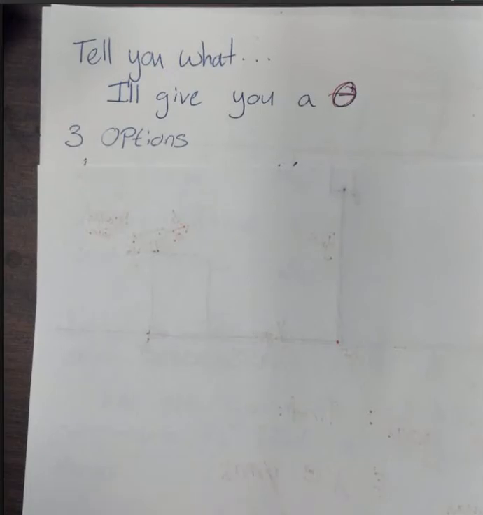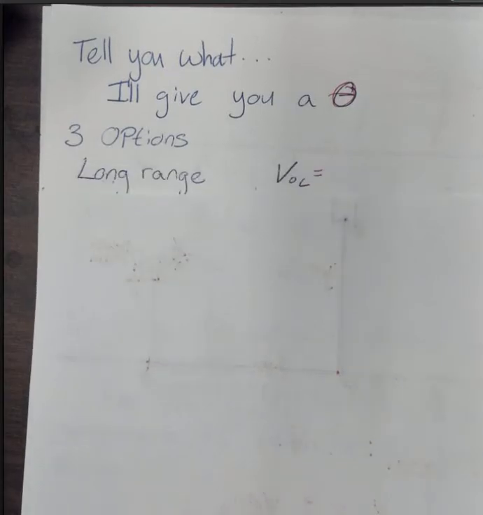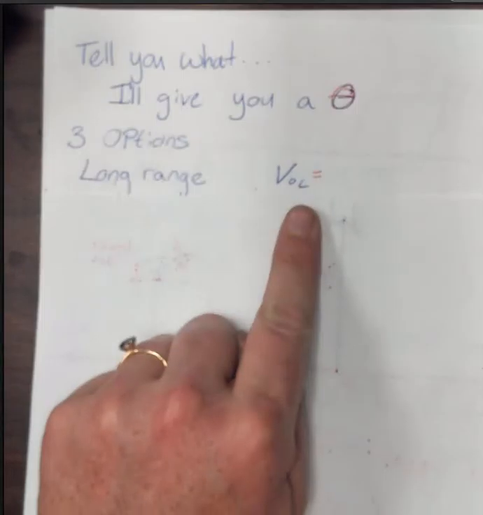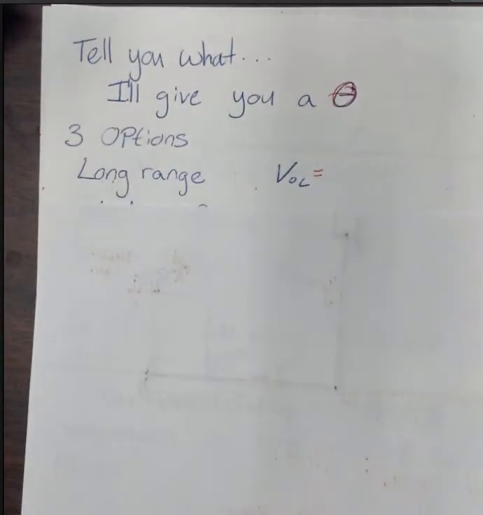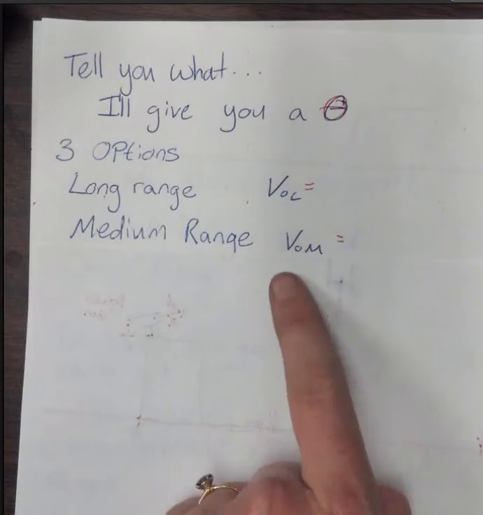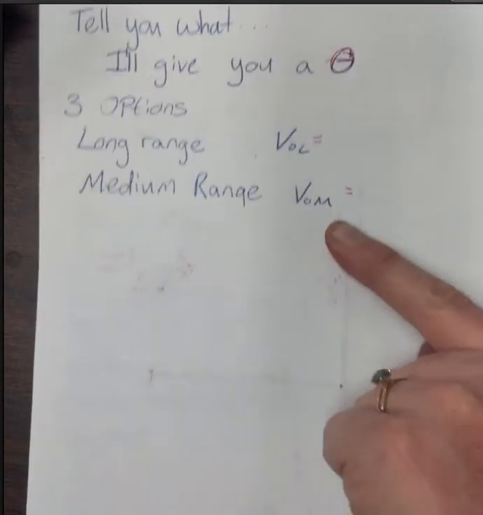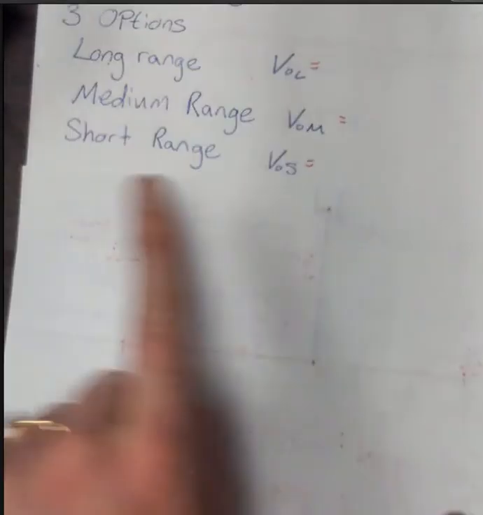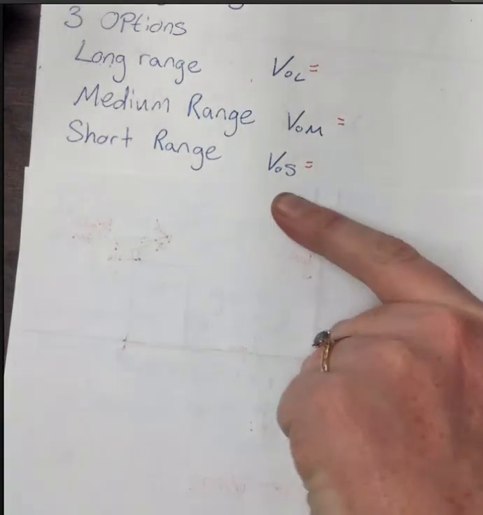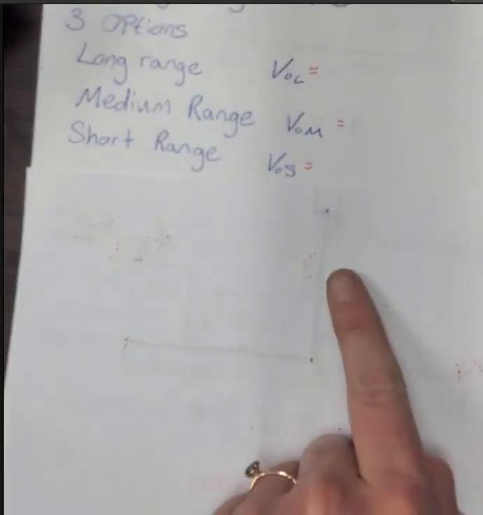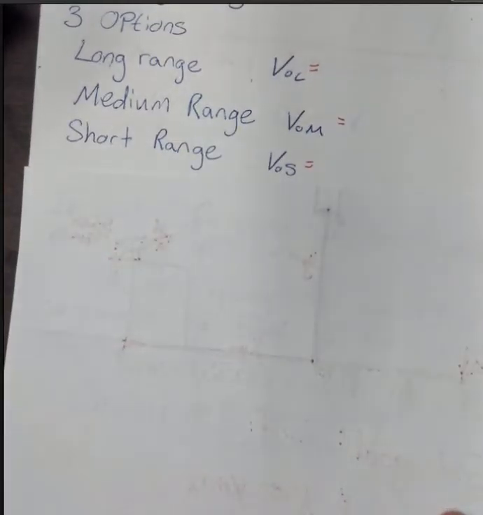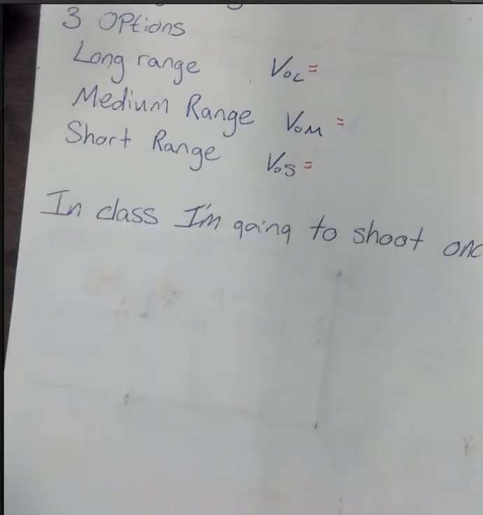There's three different velocities that the Benny gun can have. There's the long range velocity, which is the V0 initial L. There's the medium range velocity, which is the V0 initial medium. And there's the short range velocity, the V0 short. I'm going to assign one of these to you, and your goal on Tuesday is going to be to figure out what those velocities are, because if you don't know those velocities, you will not be able to complete the other part of the lab.